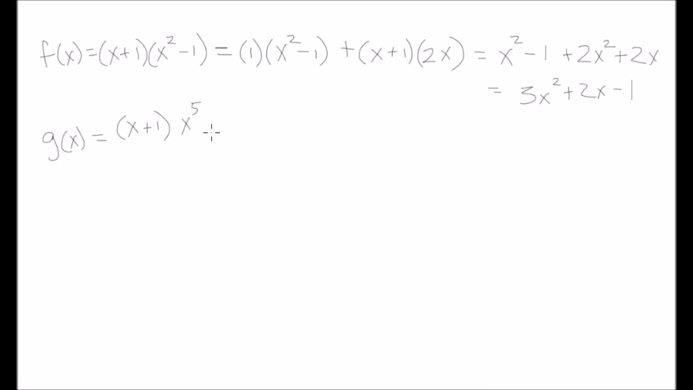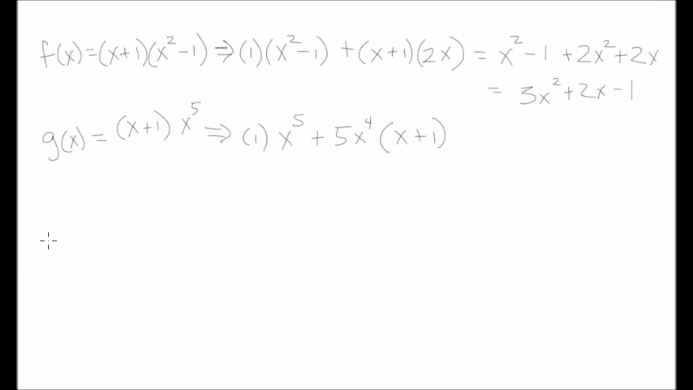Same basic idea for the second function. If I want to take its derivative, I need to take the derivative of the first term, its derivative we saw before was 1, times the second term, plus the derivative of the second term, which would be 5x to the fourth, times the first term unchanged.